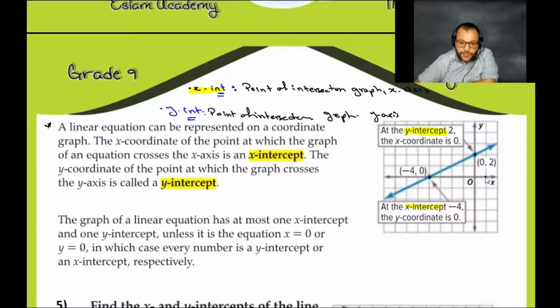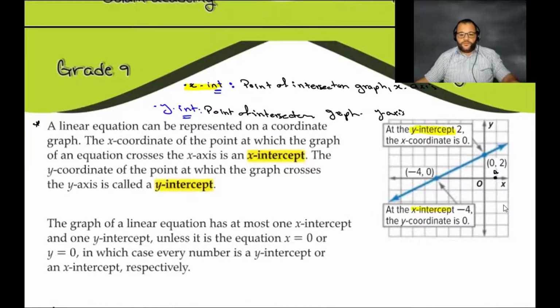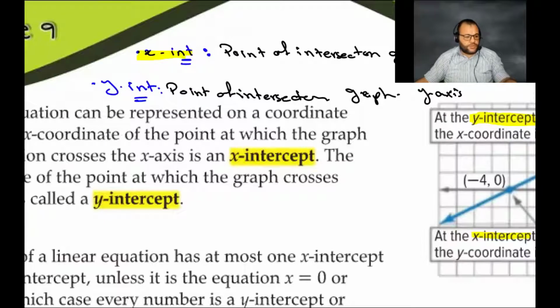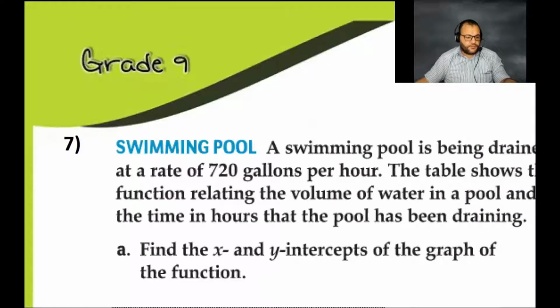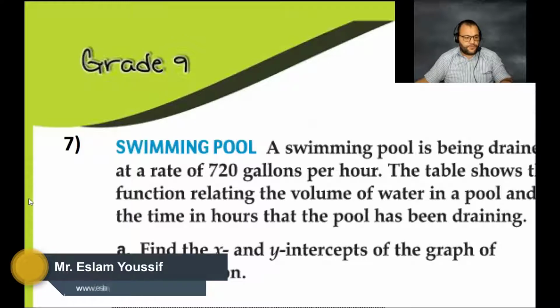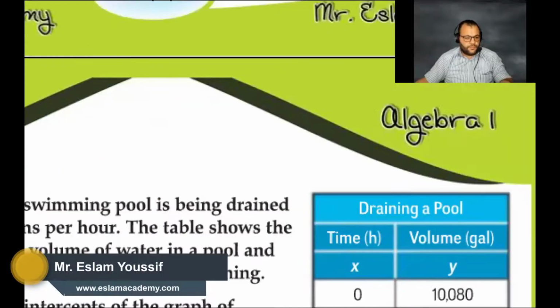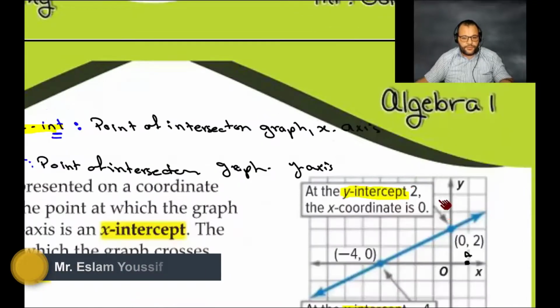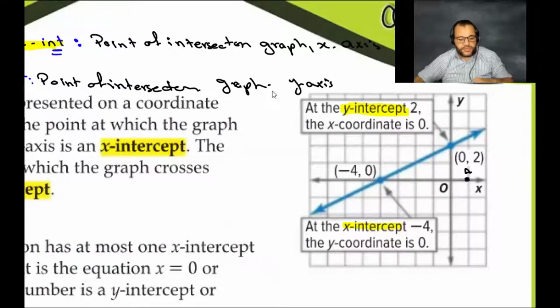What is the coordinate of this point? For the x-intercept, what is the ordered pair for this point? 1, 0. This point is 1 and 0.